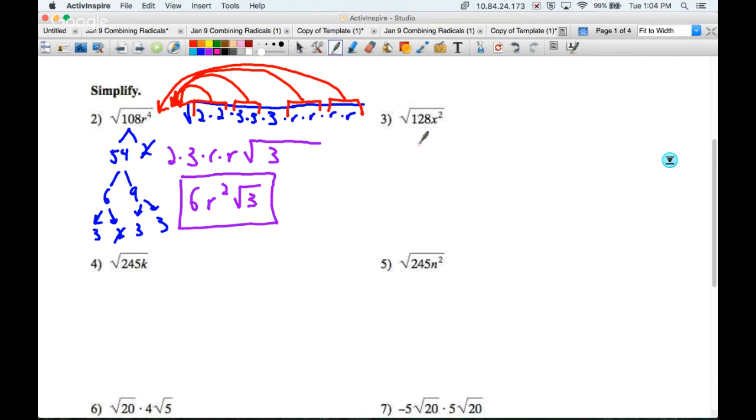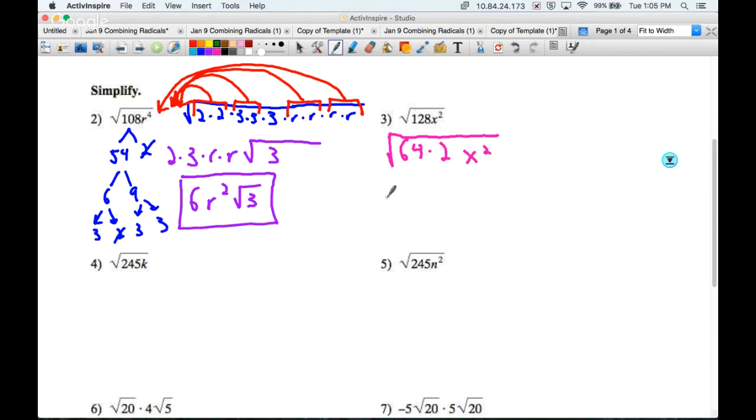Maybe 16 fits in evenly. And it does. And we get an 8. Well, 8 still has a 4 that can fit into it. So what is 16 times 4? 64. So there's actually a bigger square that fits in. 128 divided by 64 is 2. So if I split the 128 into 64 times 2, that is the biggest perfect square. And that's going to be the fastest method.